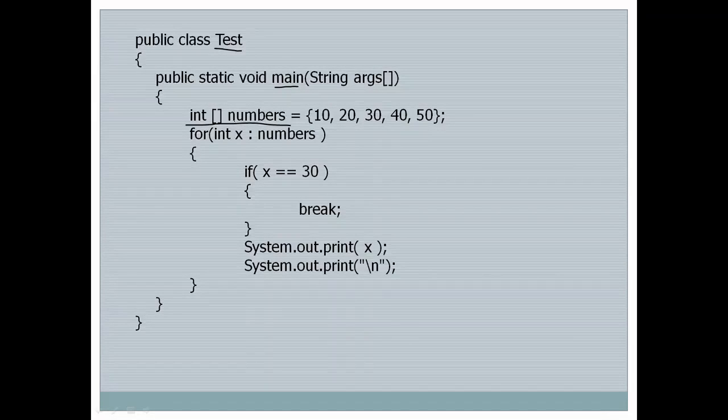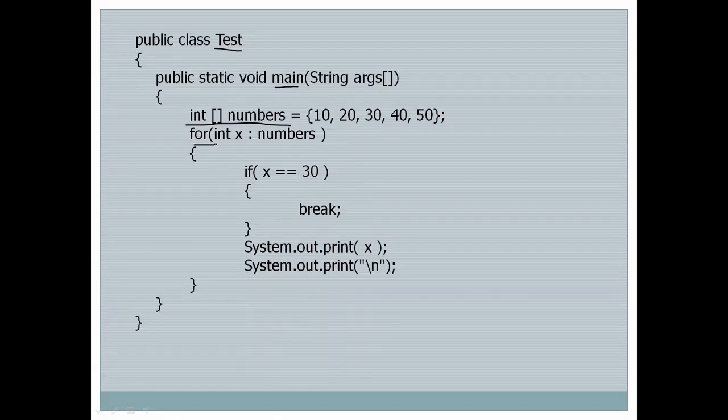So the array name is numbers, and the values which have been stored in the array are 10, 20, 30, 40, and 50. So these are the values which are stored in an array, and the name of the array is numbers. Okay, so this is the array declaration as well as initialization. After that we have a loop.